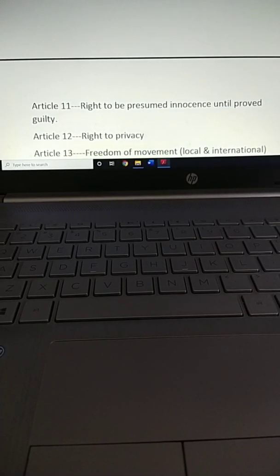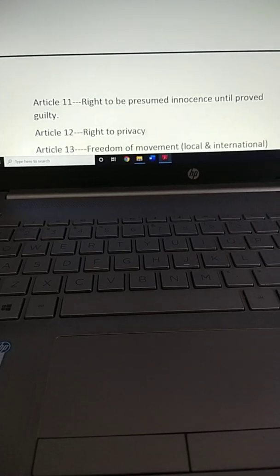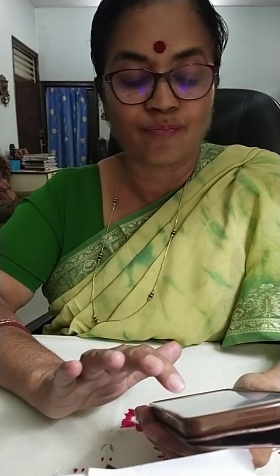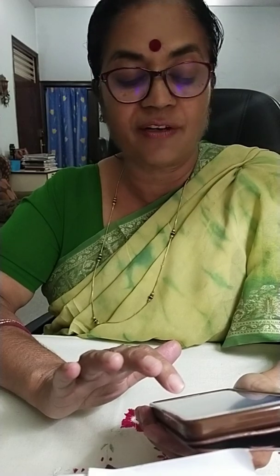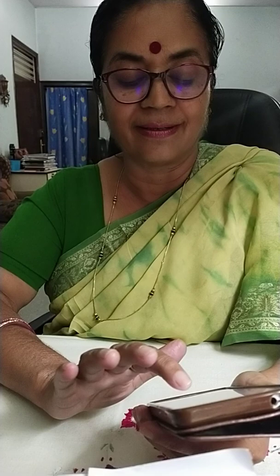Article 13 is about freedom of movement, which includes local and international travel. Everybody has the right to move within the nation and even beyond the nation. That is, he can have a foreign tour if he requires, and can choose to reside anywhere in the country or even in a foreign country.